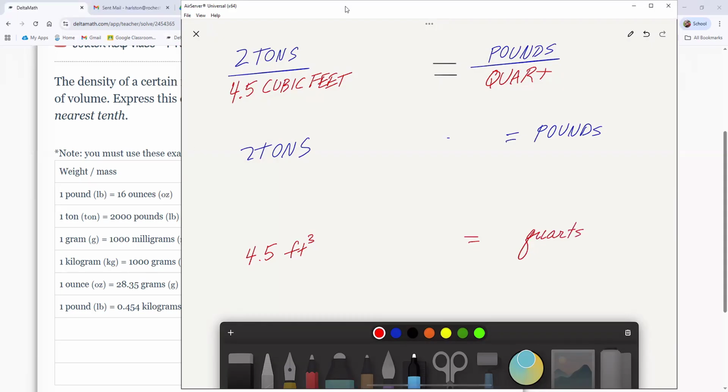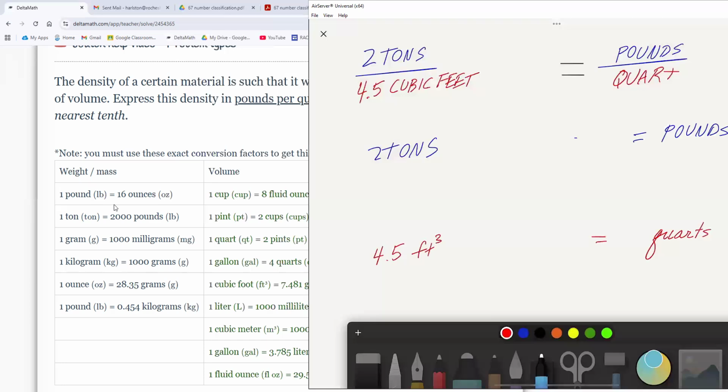Let me move this over a little bit. This one is pretty simple. It says 1 ton has 2,000 pounds, so this is a pretty simple conversion. On the bottom, 1 ton is equal to 2,000 pounds, and I'm going to make this into a fraction. And then I'm going to do the same thing with the cubic feet.